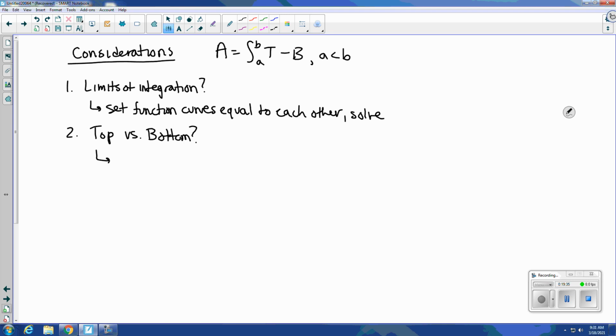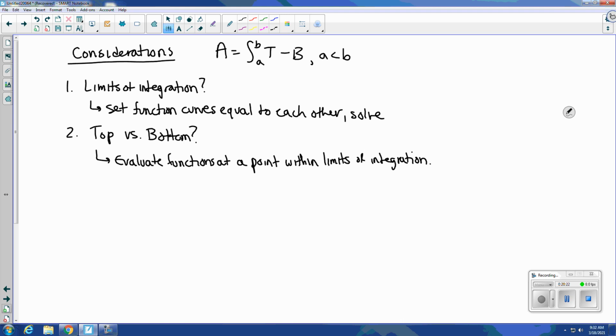To identify which function is on top, because as we know that's important for the general approach, we're going to evaluate the functions at a point within the limits of integration. This is important: if you choose a point outside the limits of integration, you're picking a point that's outside the enclosed area, which you don't care about, because we're trying to find the area between the two function curves in this enclosed region. So you need to pick a point within the limits of integration. So you evaluate the functions at some point within the limits of integration.